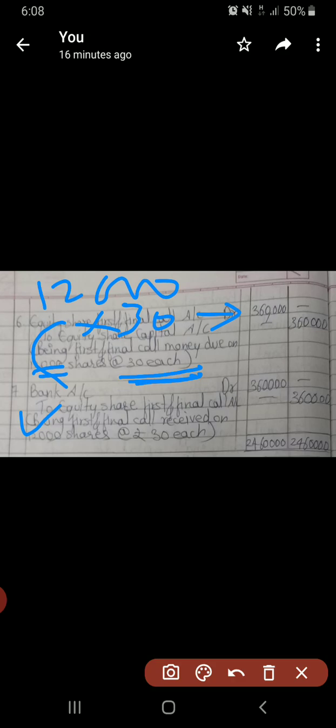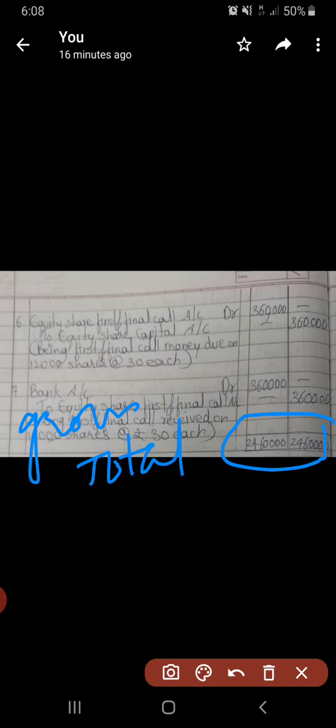So 3,60,000, 3,60,000. Okay. Now one important thing is, after you write all the entries, you have to do the totaling of the column without fail. Okay. Grand total or gross total you write. Write it on the last line, and always there are marks for this total. Okay, understood this?